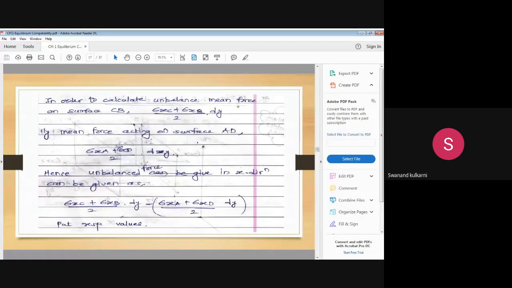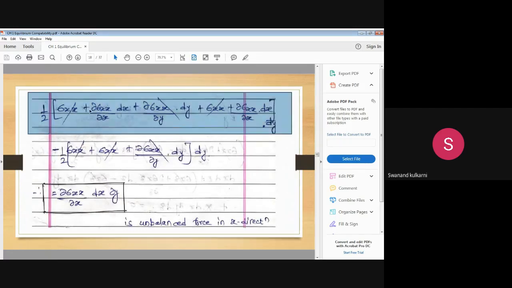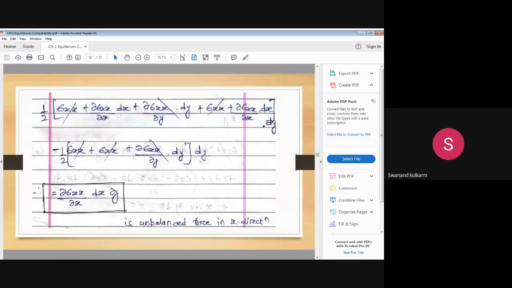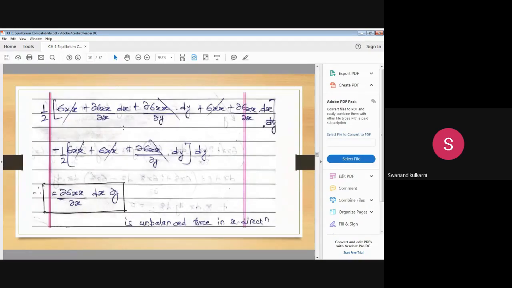So by taking the average, sigma xc plus sigma xb divided by 2 into dy minus sigma xa plus sigma xd divided by 2 into dy, here we will come to know that 1/2 sigma xx. You can see that the negative and positive forces are subtracted, and after this subtraction we got the unbalance in this direction. So this is the unbalanced force in the x direction.